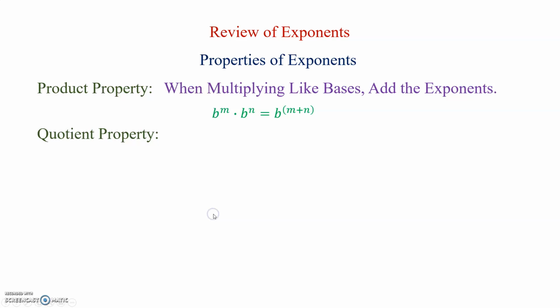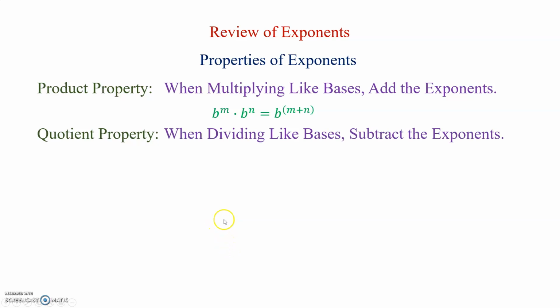exponents. Or the quotient property, the next most popular one. When dividing like bases, simply subtract the exponents. Again, b to the m divided by b to the n is b to the m minus n. So it's illustrated: just add the exponents when the base was the same, subtract the exponents when the base was the same. We'll look a little closer at the quotient property.